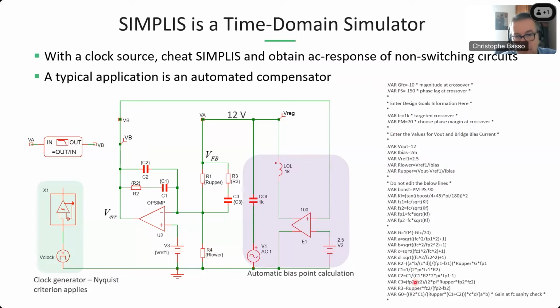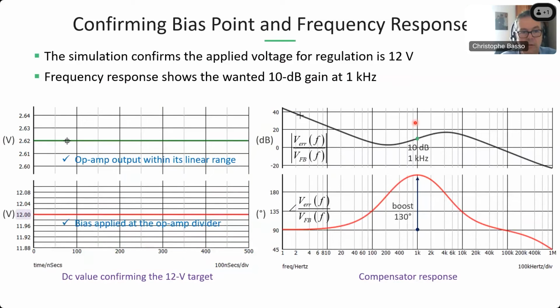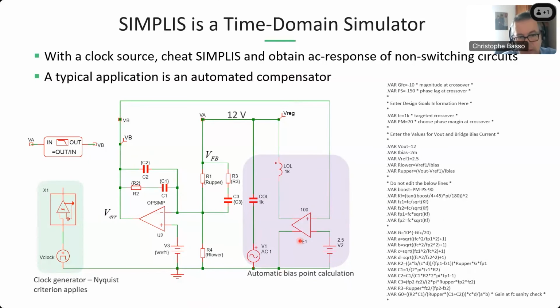So again, here you see that everything is automated. This is a type 3 compensator. I was asking for 1 kilohertz crossover frequency with a phase margin of 70 degrees. So it's going to calculate the amount of boost, and exactly here you can see. First, once again, you make sure the operating point of the op-amp is within the right value. And if you look at the previous slide, it's automated here.